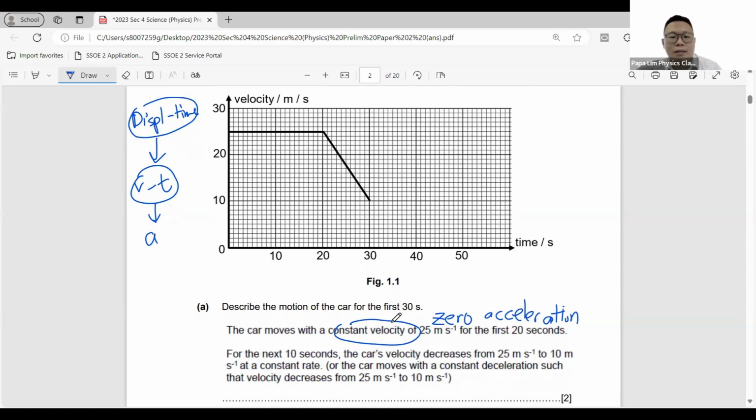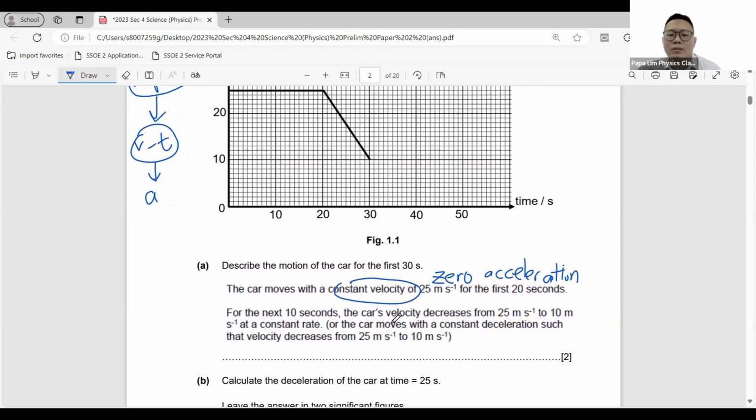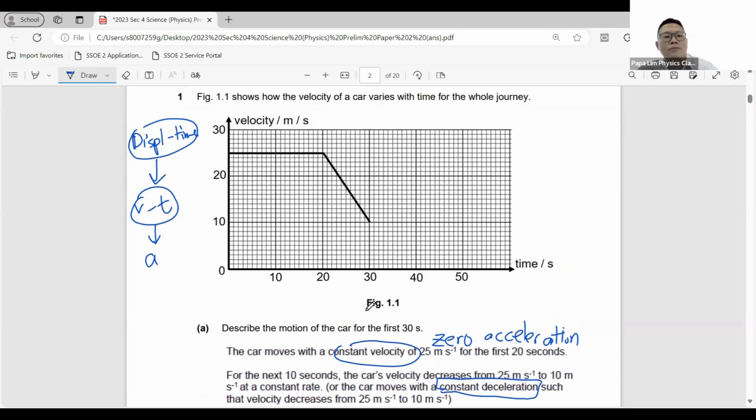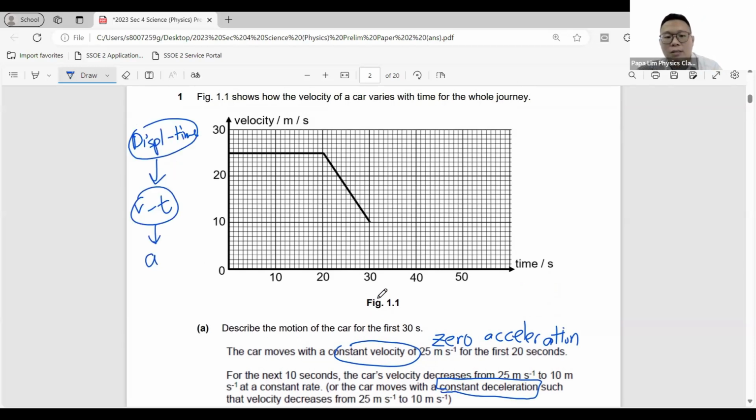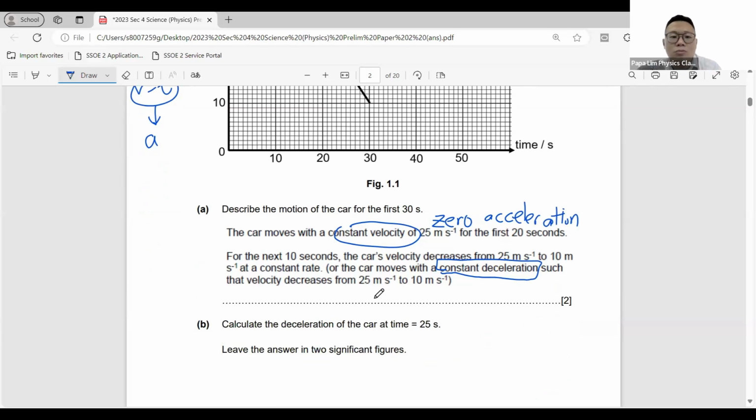In addition, for the next 10 seconds, other than writing that the velocity decreases from 25 meters per second to 10 meters per second, I will give information about acceleration. I will tell the marker that the car is moving at a constant deceleration. When you describe the velocity-time graph, you give additional information, not just regurgitate the whole graph pattern. So same thing as before: if I give you a velocity-time graph, the description entails acceleration. If I give a displacement-time graph, the description entails velocity. This is what I always remind myself to do when I do description questions.